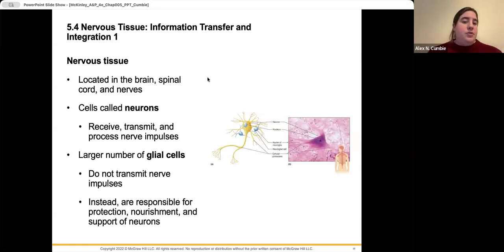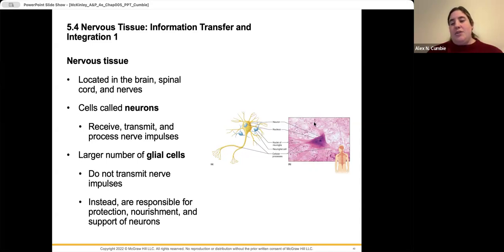The last type of tissue is nervous tissue. And what we would call the cells that make up nervous tissue are neurons. Those are our nerve cells. This is what one might look like. This is the most common type of neuron, a motor neuron. And this type of tissue is found in the brain and spinal cord, as well as your nerves.